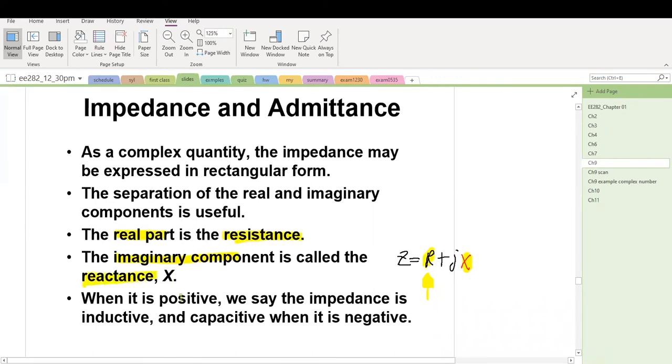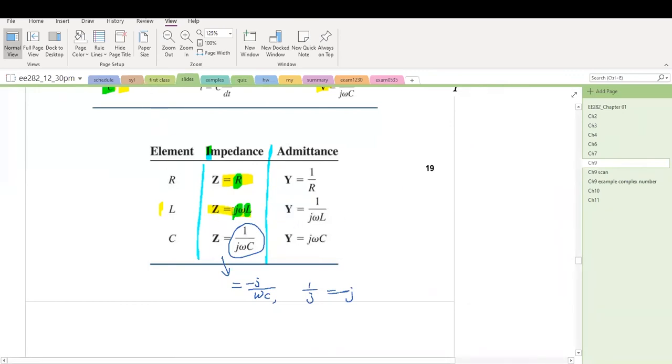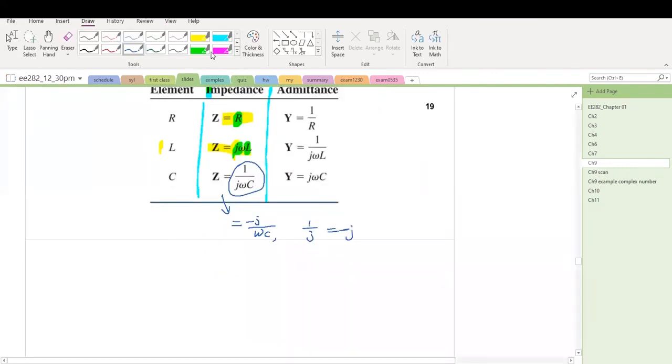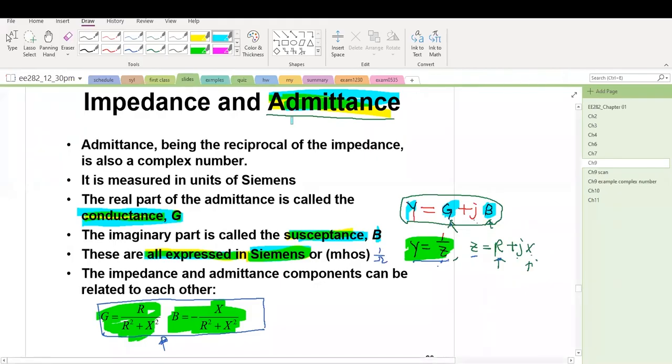When the imaginary part is positive, we say this impedance is inductive. When the imaginary part is negative, we call the impedance capacitive. Because we know the impedance for the inductor is j omega L, the impedance for the capacitor is Z equals 1 over j omega C. That equals minus j multiplied by 1 over omega C, because 1 over j equals minus j.